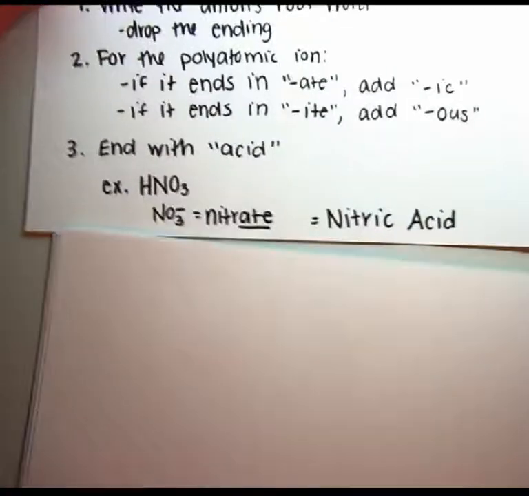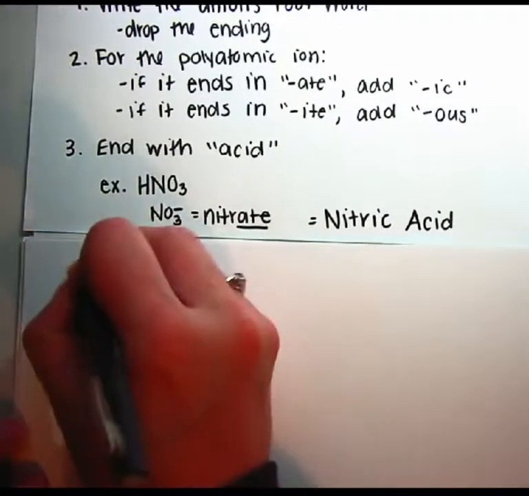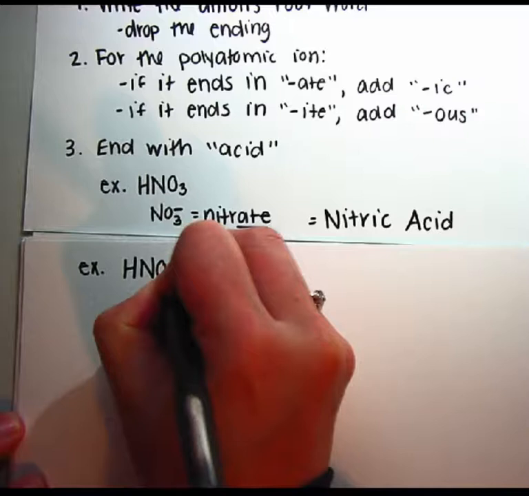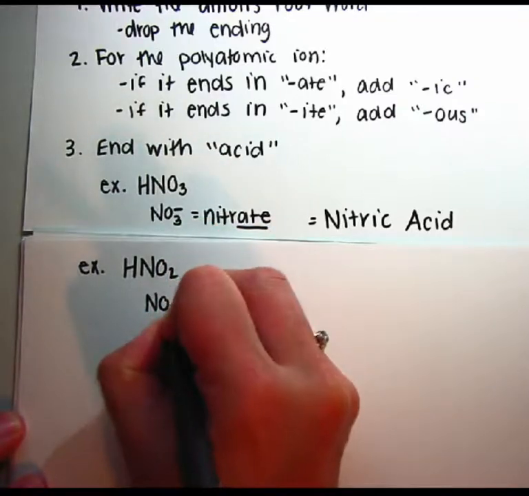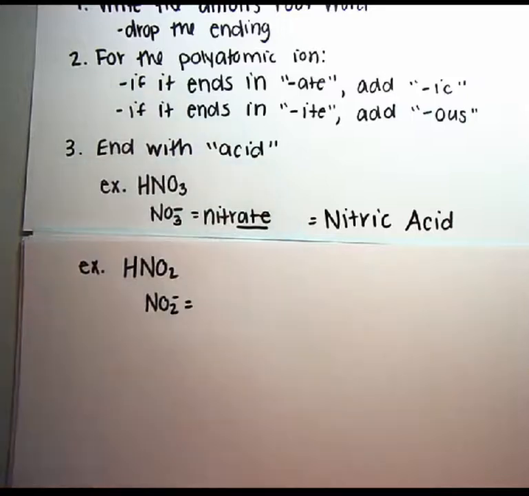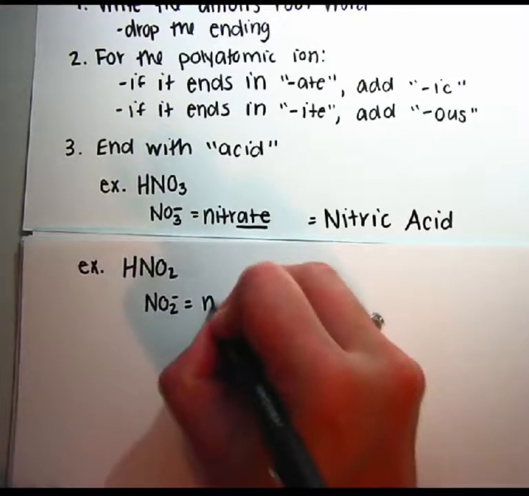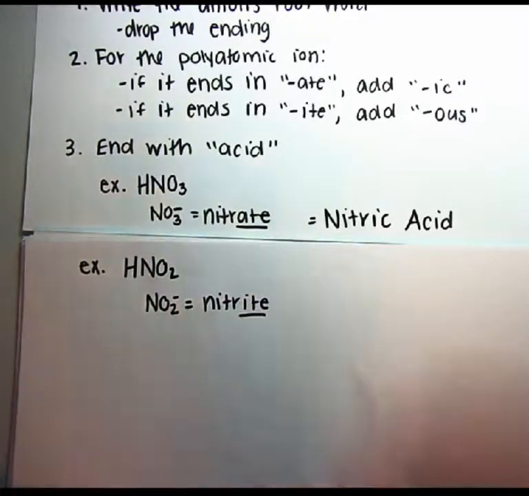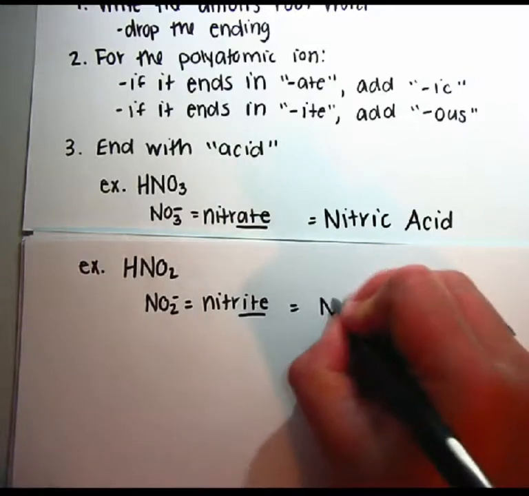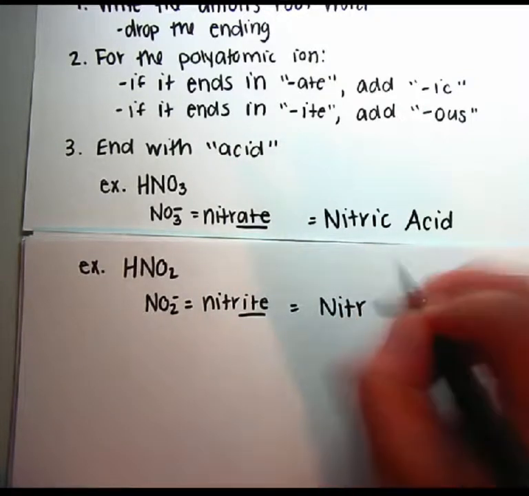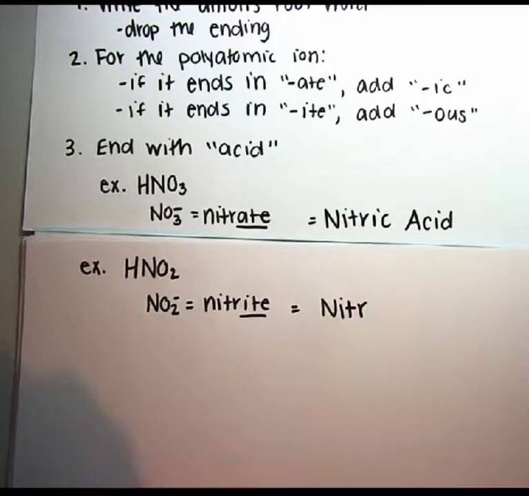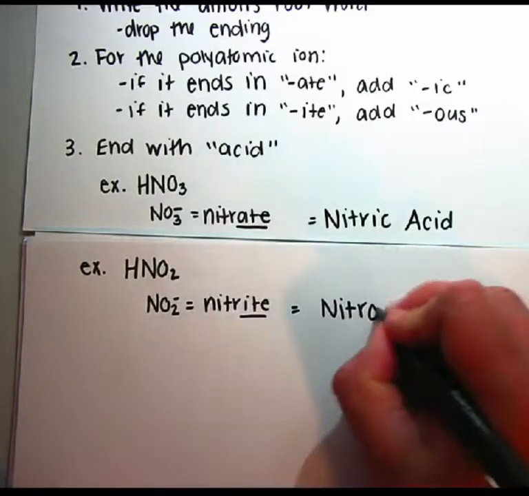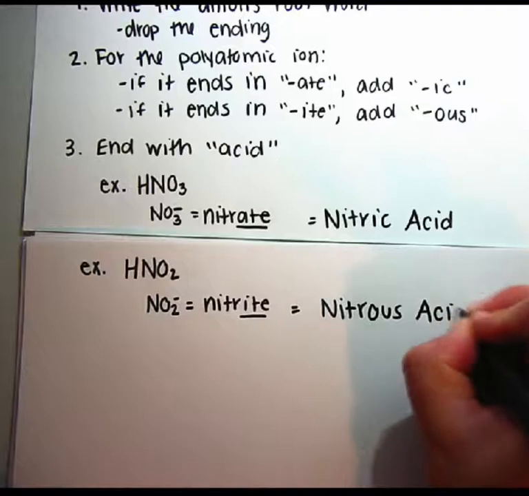Let's say we had HNO2. If I were to look up NO2 on my polyatomic ion reference sheet, this is nitrite. It ends in ITE. So again, I'm going to start by writing the word for nitrite, but I'm going to drop the ending. Since my polyatomic ion ends in ITE, I'm going to add OUS, and this becomes nitrous acid.